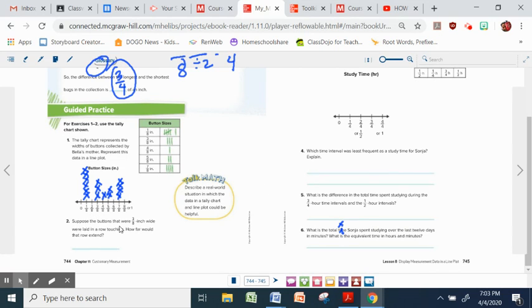Okay, so suppose the buttons that were 3/8 of an inch wide were laid in a row touching, how far would the row extend? Okay, so you know what? I think I'm going to draw that just to make sure that I understand the problem. So it's telling me that if I grab my buttons and lay them side by side, and each button is 3/8 of an inch, okay? So I'm going to lay my 3 buttons touching each other, and each button is 3/8. 3/8, yes. I don't know why I wrote 4.